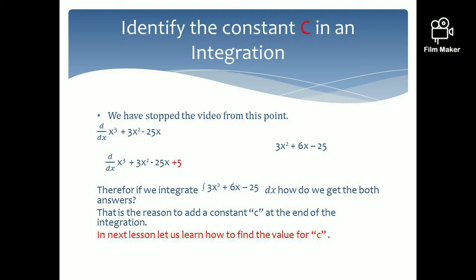Our problem was, if you differentiate x cube plus 3x squared minus 25x, or if you differentiate x cube plus 3x squared minus 25x plus 5, whichever way, you get the same answer, 3x squared plus 6x minus 25. That means if you integrate 3x squared plus 6x minus 25, what would be our answer? Whether it's x cube plus 3x squared minus 25x or x cube plus 3x squared minus 25x plus 5.